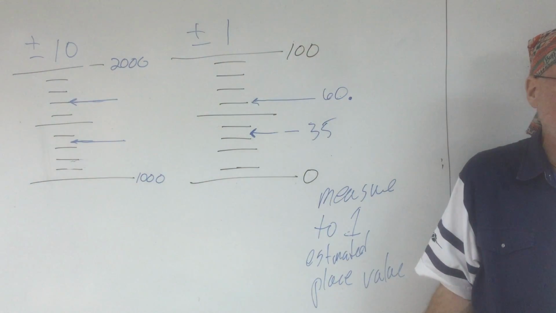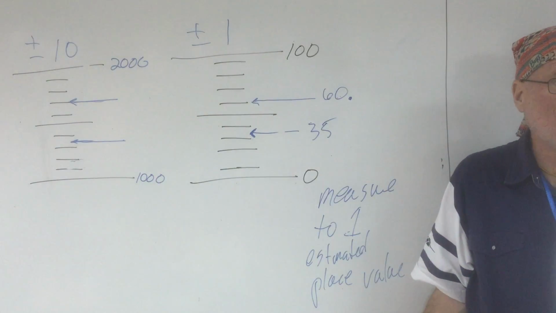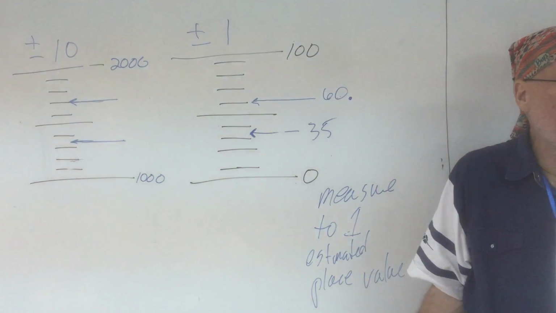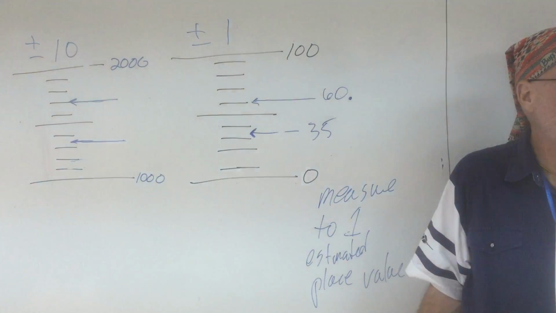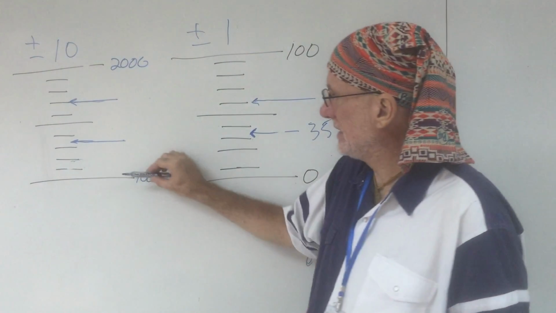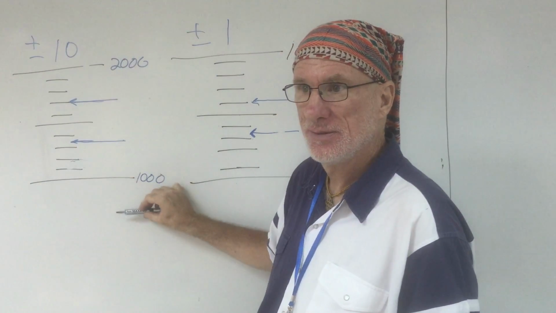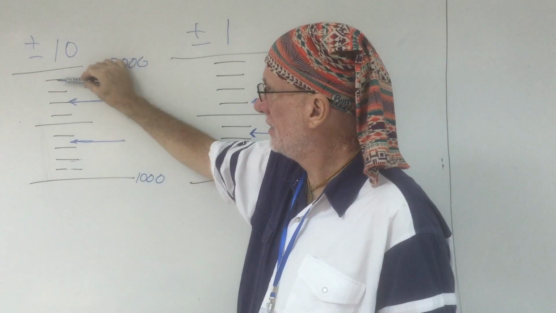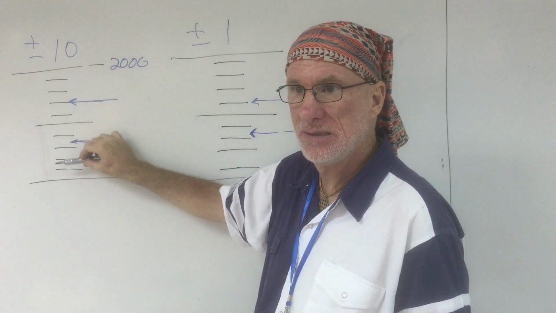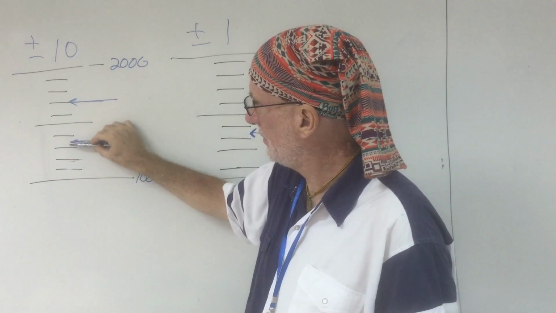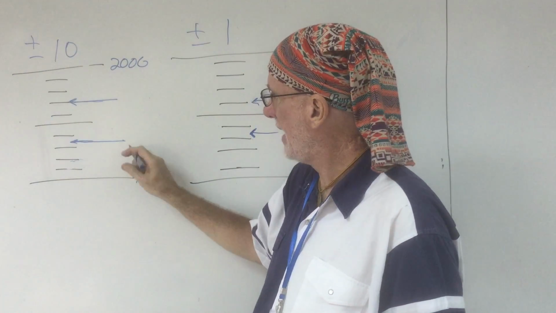Sorry, guys. That's not easy. Did I break any rules? Didn't I do exactly what I told you to do? Isn't it one less than the smallest graduation? Isn't this obviously thousands? Yes. Isn't this obviously hundreds? Yes. Isn't this obviously tens? What's the value here?